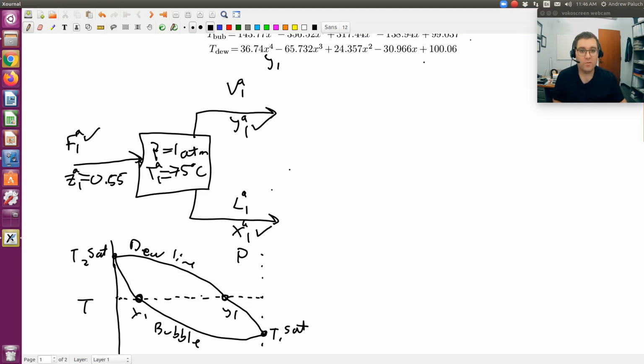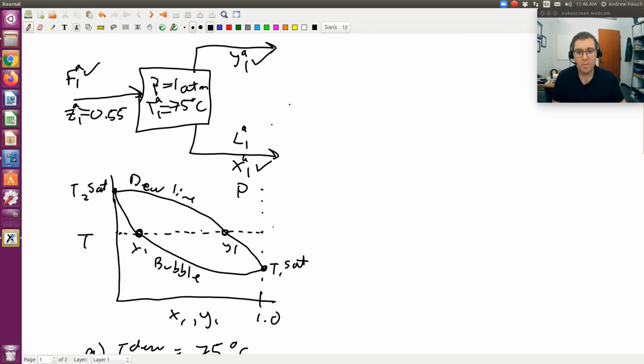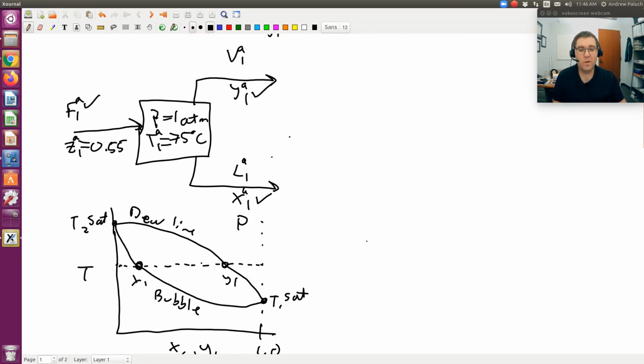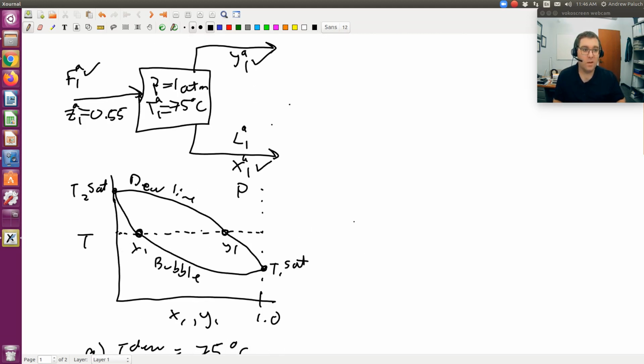So then looking at drum 1, the only unknowns from there are going to be L1 and V1. How do I get L1 and V1? I can get them via mass balance. If it's a binary system, I can write two mass balances for my system, either two component mass balances or a component mass balance and total mass balance. And since we have no chemical reaction going on, a mass balance is the same as a mole balance.